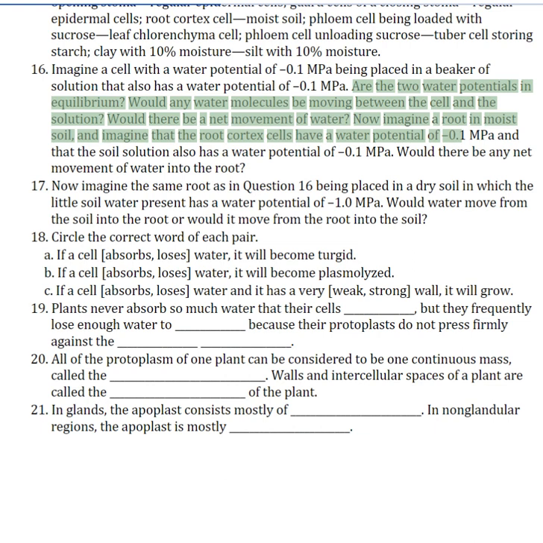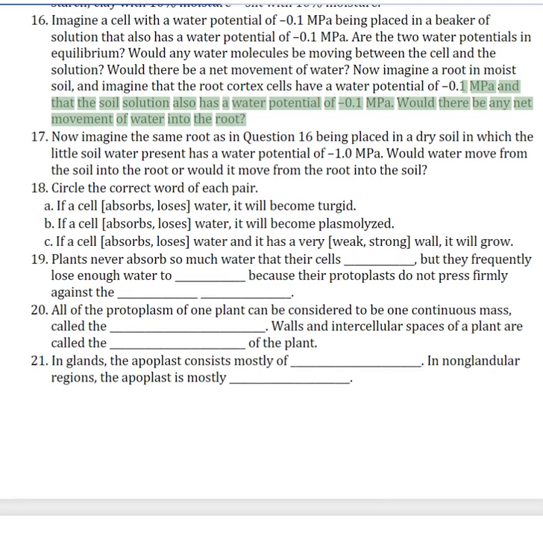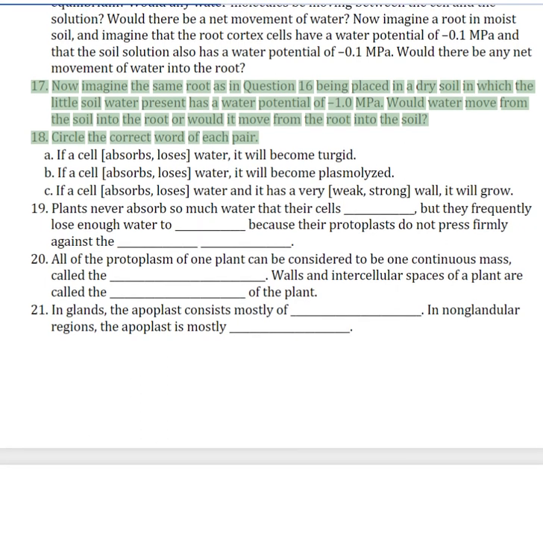Now imagine a root in moist soil, and imagine that the root cortex cells have a water potential of 0.1 MPa and that the soil solution also has a water potential of 0.1 MPa. Would there be any net movement of water into the root? 17. Now imagine the same root as in question 16 being placed in a dry soil in which the little soil water present has a water potential of 1.0 MPa. Would water move from the soil into the root, or would it move from the root into the soil?